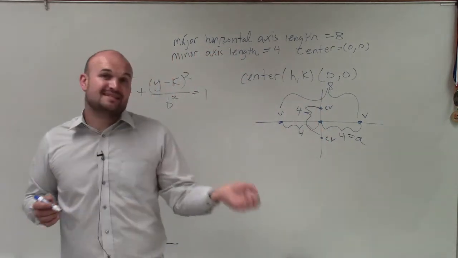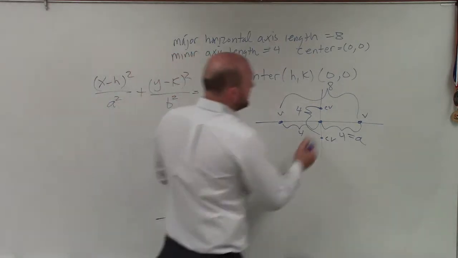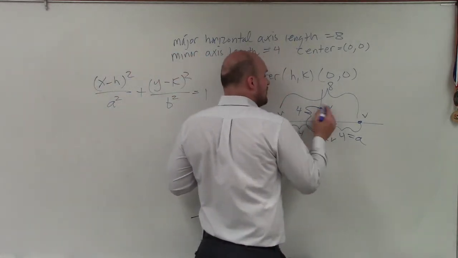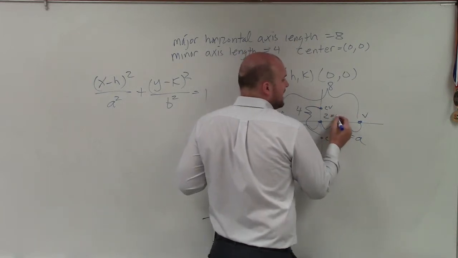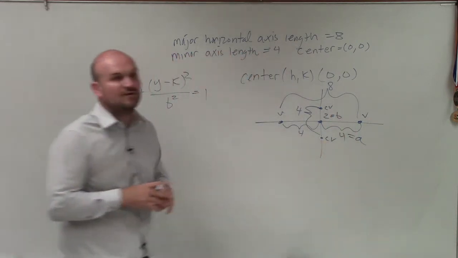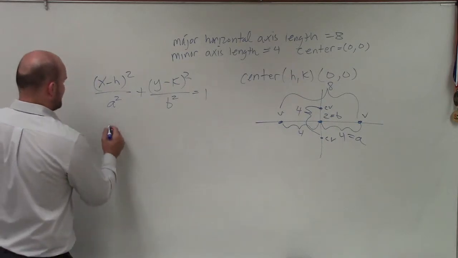Thank you. So remember, the distance from co-vertex to co-vertex is 4. Well, that means the distance from the center to one co-vertex is equal to 2. And the distance from the center to the co-vertex is b. So now I know all this information. I just plug it in.